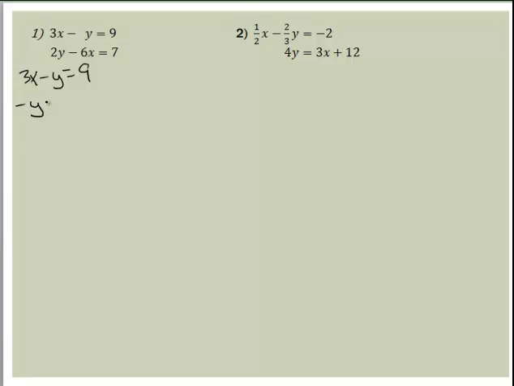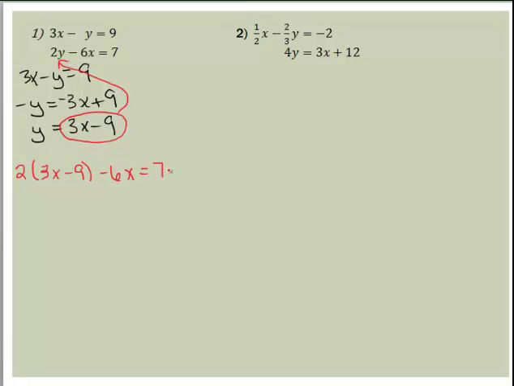So, subtract 3x, and then divide everything by negative 1. Then I want to take that, substitute it back into the other equation. Remember, you put it where the y is. So it's going to go there. And then we solve that.